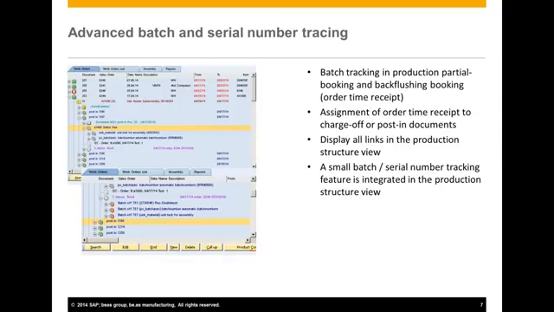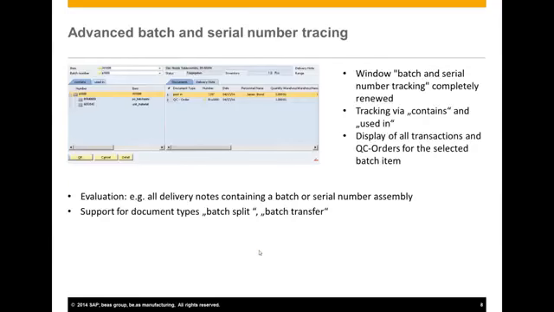In work order structure, a small batch tracing feature has been integrated. Below the batch which was posted in, you can see the linked batches which were charged off and with which document the material was posted to the warehouse. Thus also the supplier can be determined.